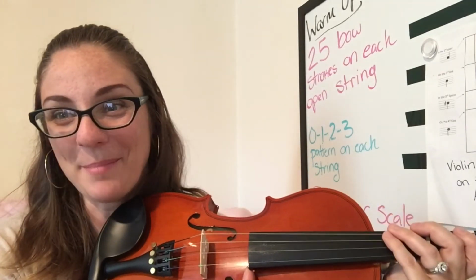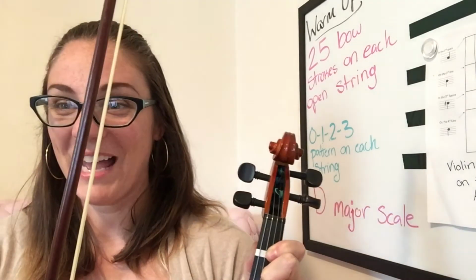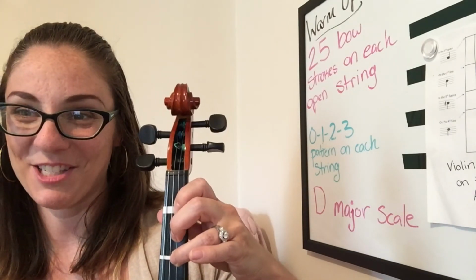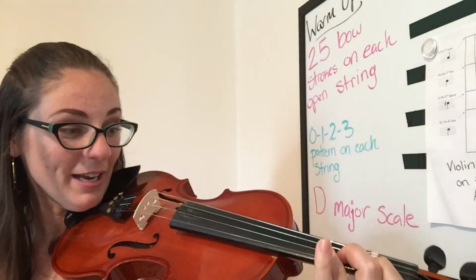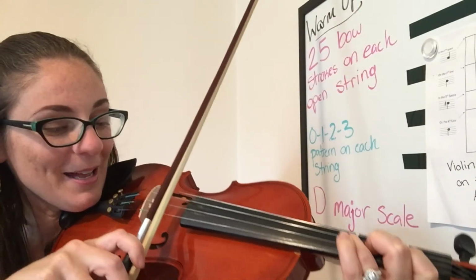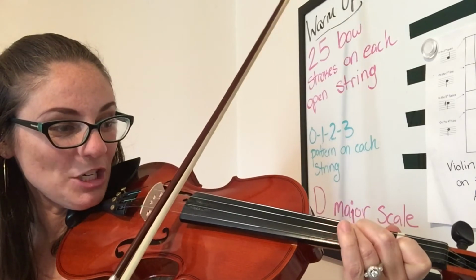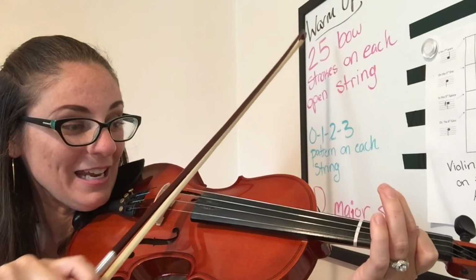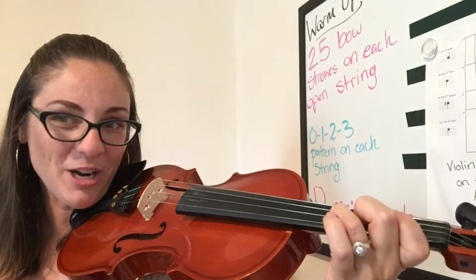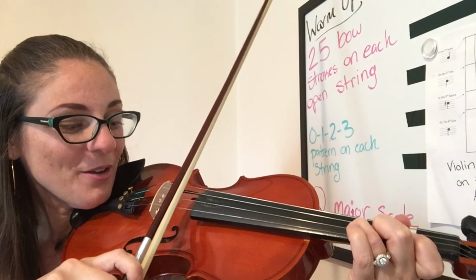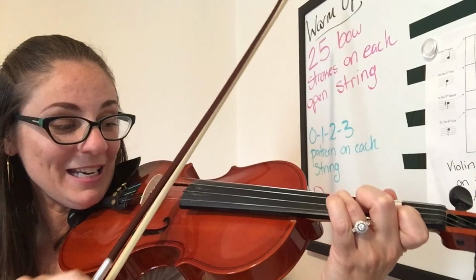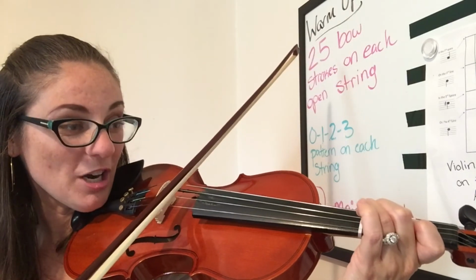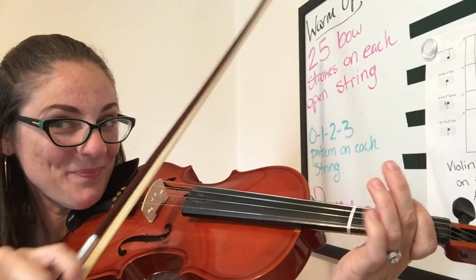All right, grab your bow. Okay, here we go. Using our bow, we're going to come down from that three-finger D on your A string. Here we go. 1, 2, ready, play. D, C sharp, B, A, G, F sharp, E, D. Let's try it again. 1, 2, ready, D. D, C sharp, B, A, G, F sharp, E, D.